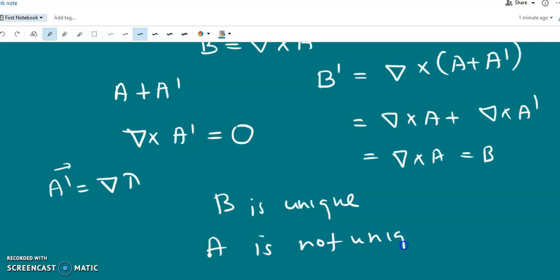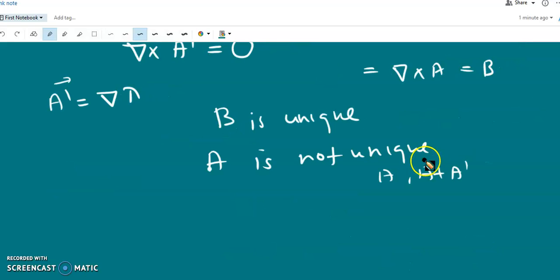We can have a set of potentials A plus A prime, A plus 2A prime, A plus A double prime, such that the curl of A double prime is 0. A double prime is the gradient of another scalar quantity. So infinite number of values for A are possible for a single value of B. So B is unique, A is not unique.